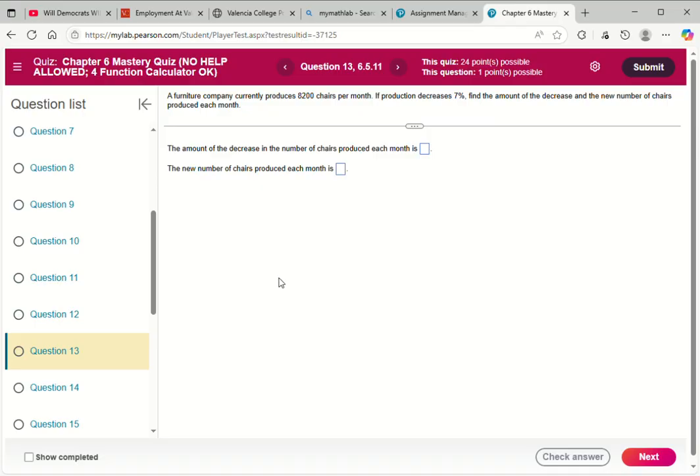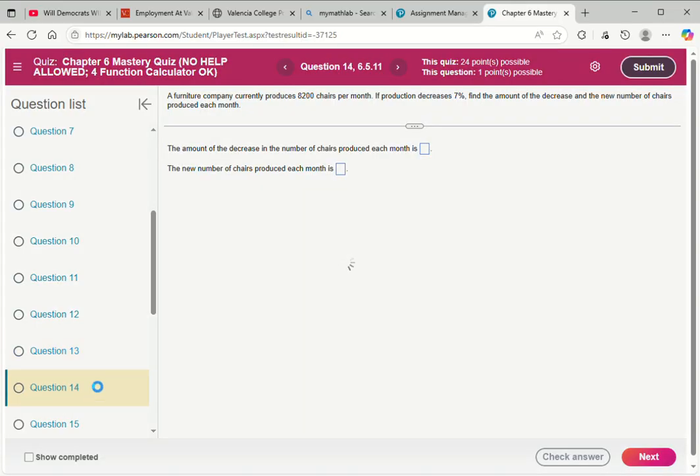Question number 13 says a furniture company currently produces 8,200 chairs per month. If production decreases 7%, find the amount of the decrease and the new number of chairs produced each month.